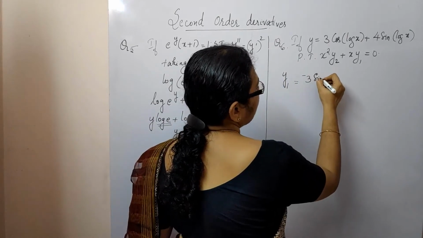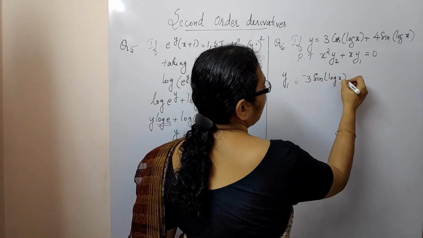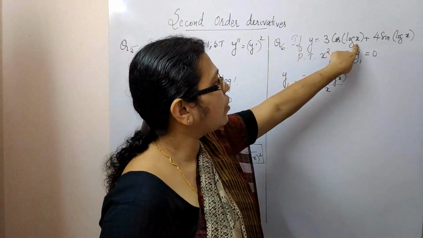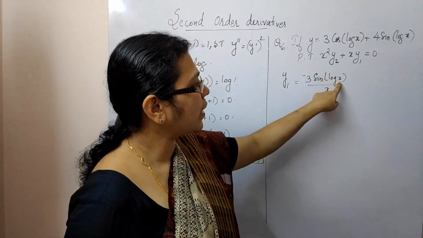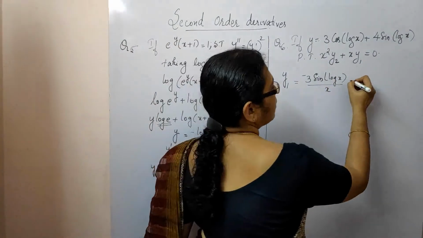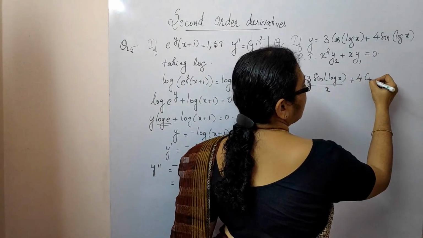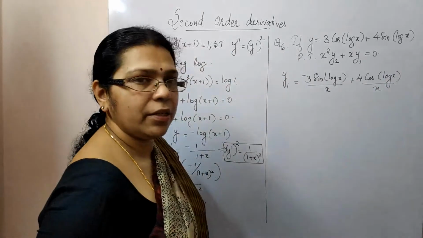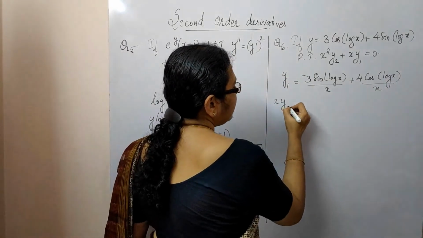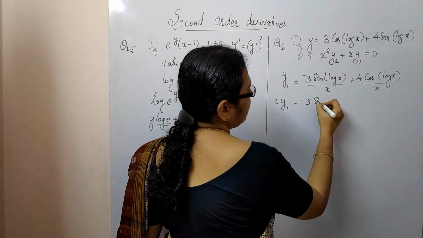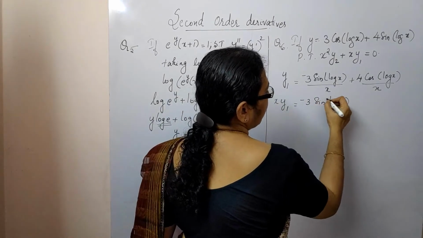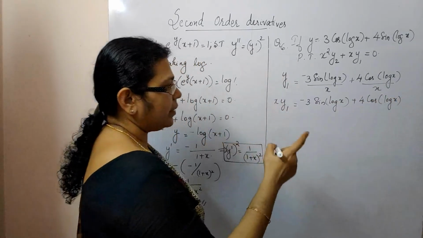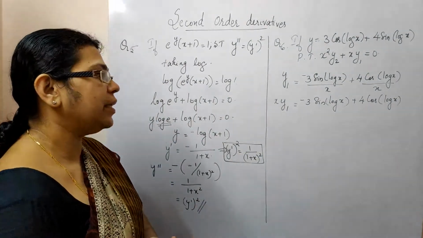3 into minus of sine of log x, and derivative of log x is 1 by x. Okay, 3 is a constant kept here. Derivative of cos x is minus of sine x. So minus of sine log x by x plus 4 into derivative of sine x is what? Cos of x. Here x is log x by x. Now x is common in the denominator. So I take that x this side. X into y1 is equal to minus 3 sine log x plus 4 cos log x. So what do I get? I get the expression like xy1 is equal to this.